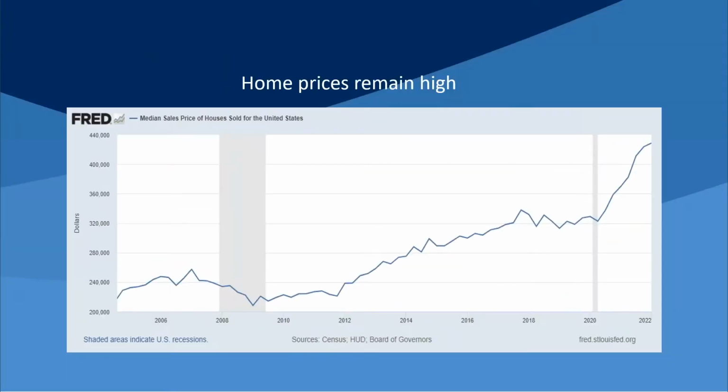Home prices as well. Info from the FRED database here. The median sale price of homes in the U.S. is up to about $428,000. That's just the middle sale point. There's many far above that. If you look back just a couple years, that's about a third higher than it was just a few years ago.